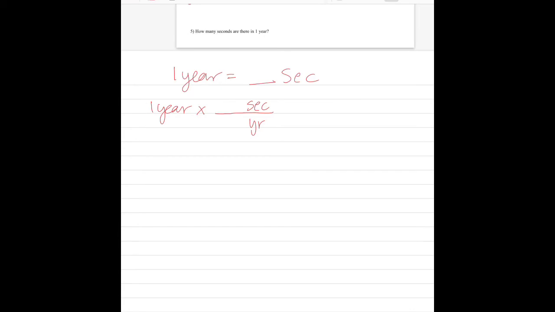So what you do is kind of connect the dots. What's the next step down from year? Most of you would probably say months. The problem with months is not all the months have the same amount of days, and that's a problem because it needs to be consistent. So the next step down from year would actually be days. You know how many days are in a year. So let's go down to days. Let's do this one step at a time.